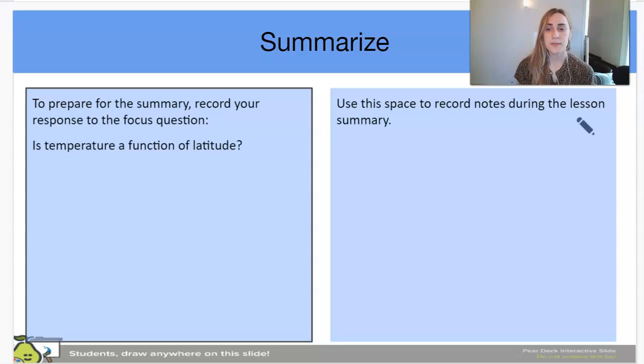For our summary, record your response to the focus question, is temperature a function of latitude? Use this space on the right to record notes during the lesson summary. So take your time to summarize your thinking here, and remember to save this in a place that you can find it because you'll still need this thinking for the next 3 lessons for your project.